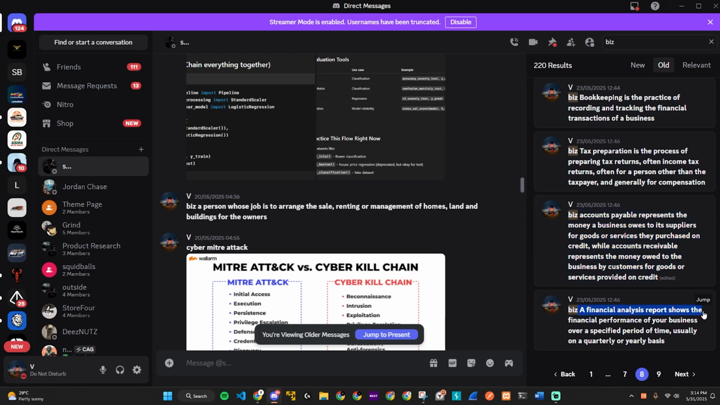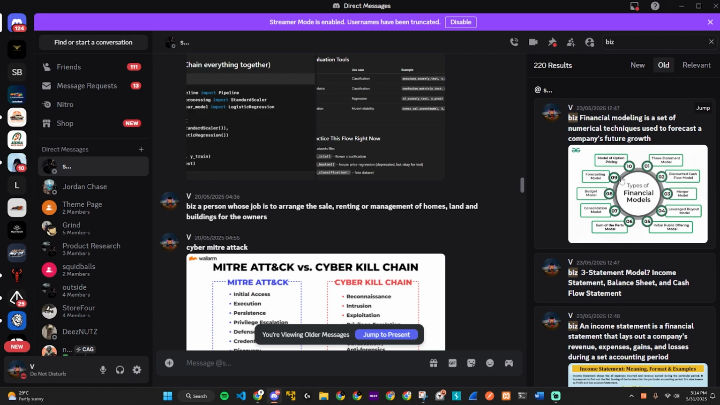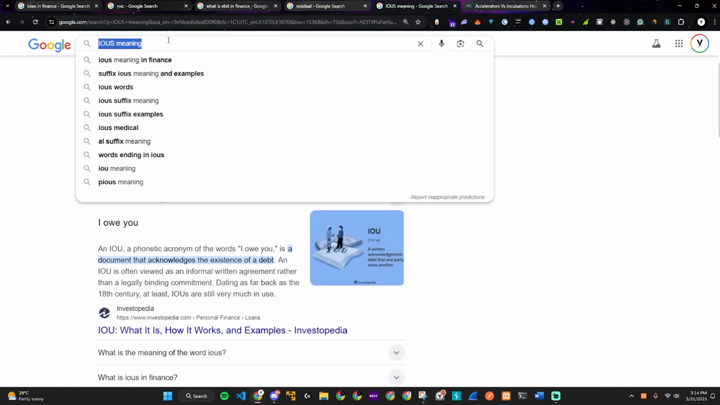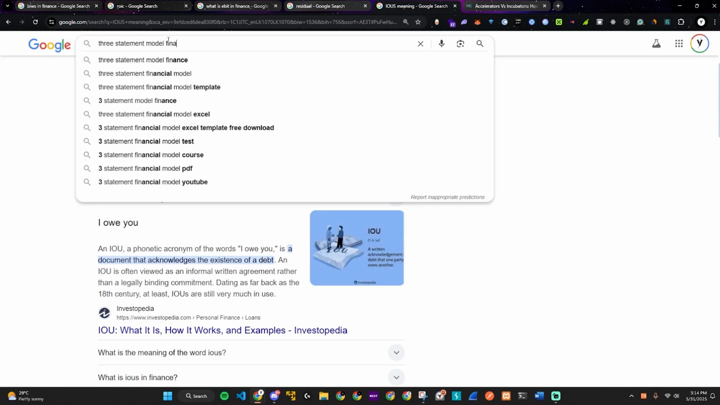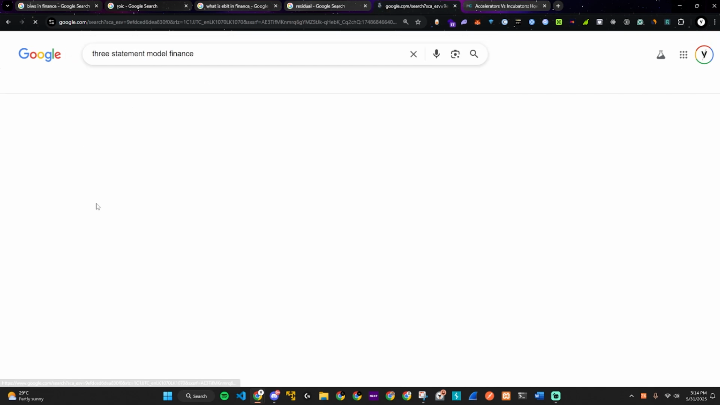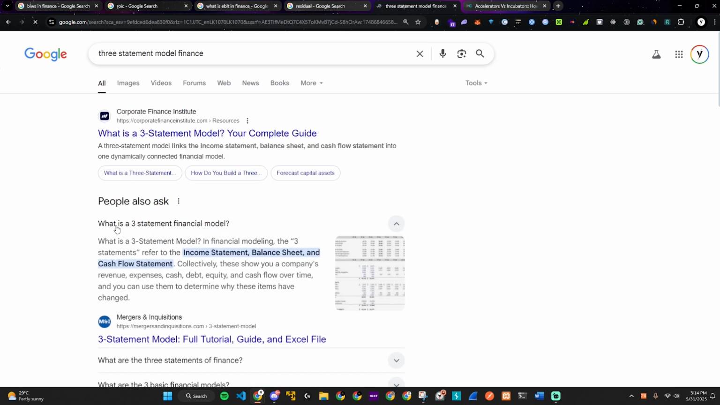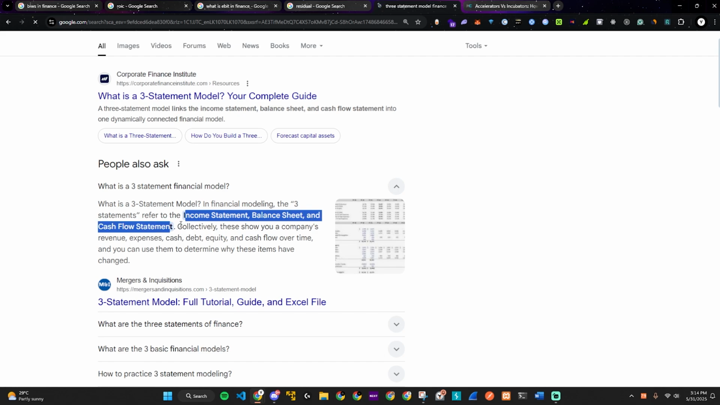A financial analysis report shows the financial performance of your business over a specific period of time, usually on a quarterly or yearly basis. Let's move on to the last one. So financial modeling is a set of numerical techniques used to forecast a company's future growth, right? So as you can see, we have the three-statement model. Finance. So let me show you guys. So income statement, balance sheet, and cash flow statement, right? So the three statements: income statement, balance sheet, cash flow statement.